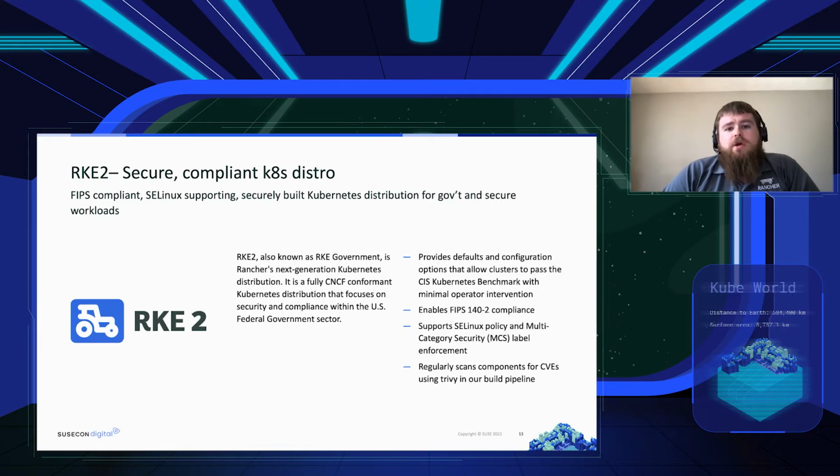In 2020, Rancher introduced RKE2, a secure, compliant Kubernetes distribution. RKE2 focuses on FIPS compliance, supporting SELinux, and making sure Kubernetes is securely built for government and secure workloads. RKE2, also known as RKE Government, is Rancher's next-generation Kubernetes distribution. It is a fully CNCF conformant Kubernetes distribution that focuses on security and compliance within the U.S. federal government sector.